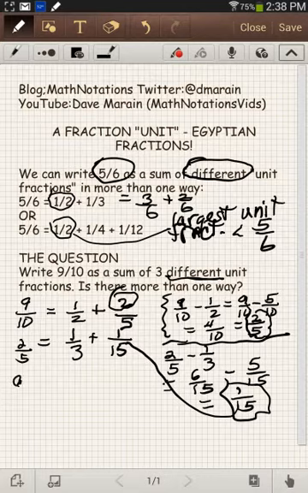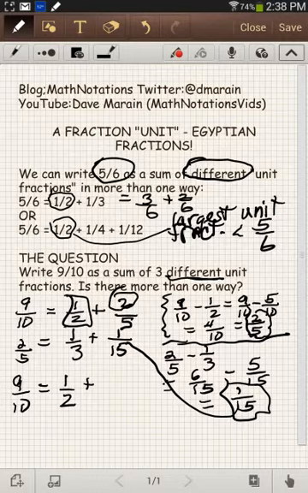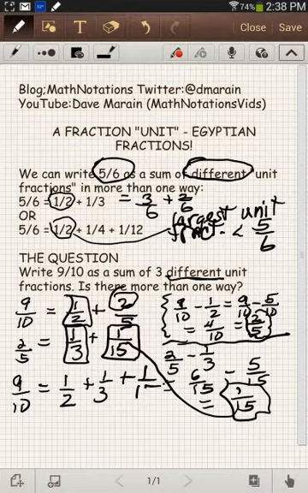So now we know that 9/10 is equal to 1/2, our first unit fraction, plus 1/3 plus 1/15. Are we done? Well, we have written it as a sum of 3 different unit fractions. We could certainly ask students if there's another way to do this, but we're not going to go further with that right now.